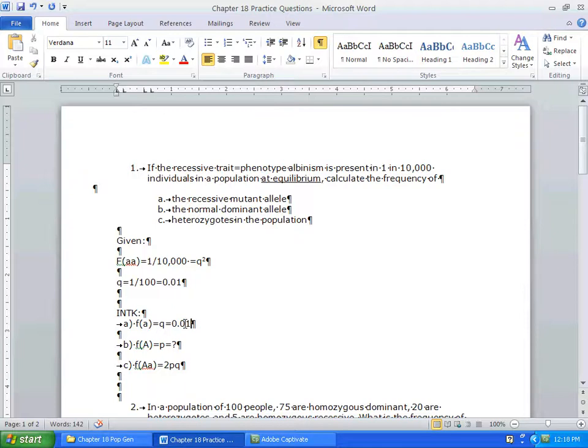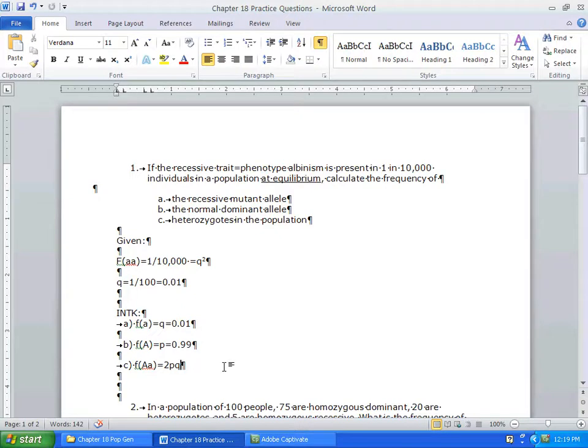1% of the alleles in the gene pool are recessive alleles. If 1% of the alleles are recessive, then 99% have to be the dominant. We're assuming a very simple case in chapter 18 that there's only 2 alleles. This equation can be expanded for more than 2 alleles, but we're taking a very simple approach to start with. So if you have 2 alleles and one is recessive and one is dominant, and 1% of the alleles are recessive, then 99% of the alleles have to be dominant.